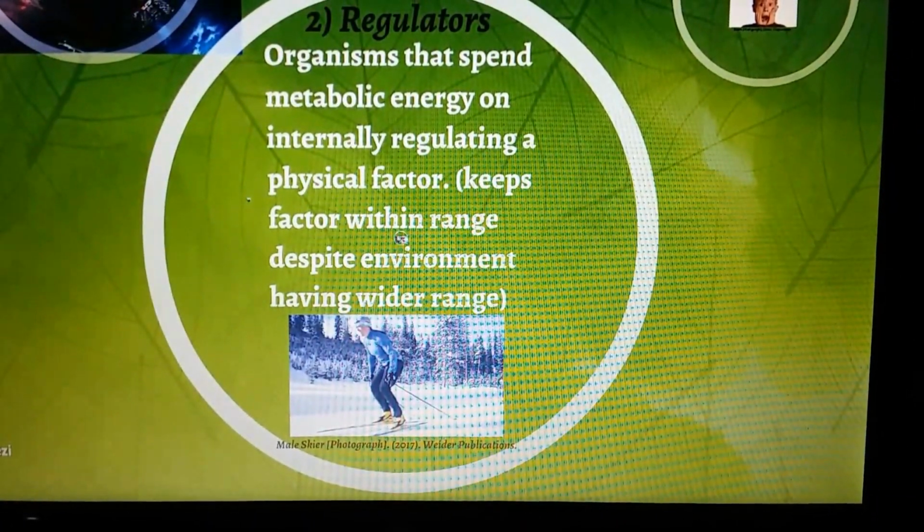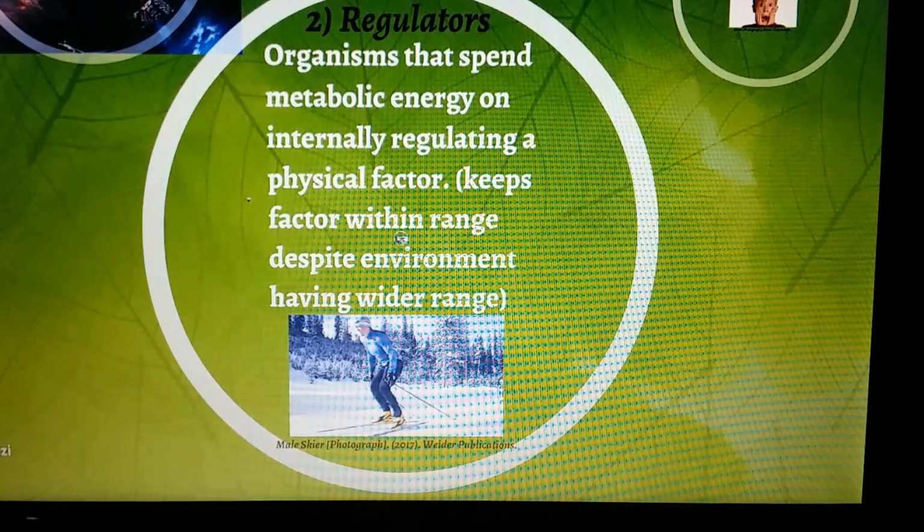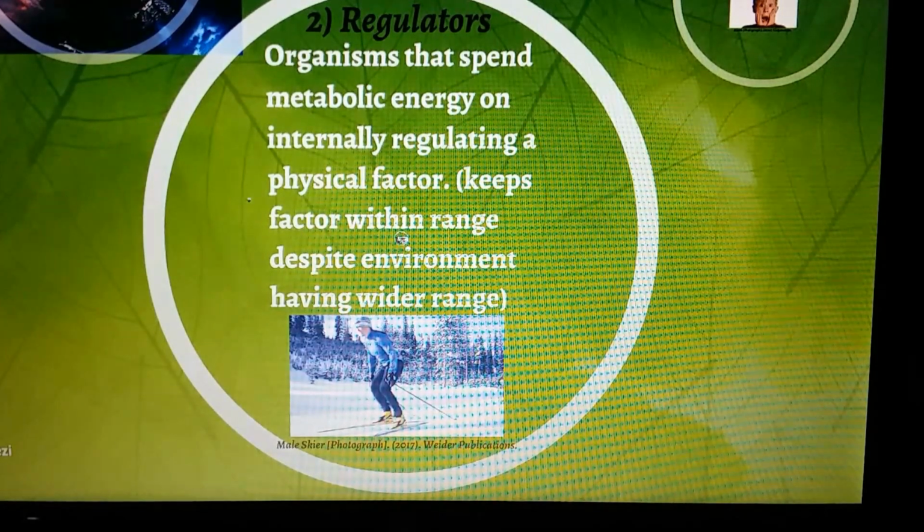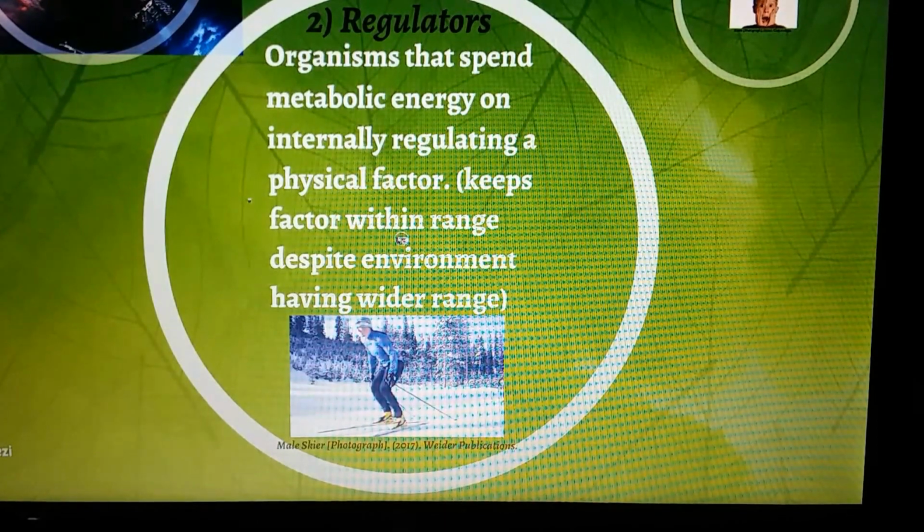Okay, the second example are regulators. These are organisms that spend metabolic energy on internally regulating a physical factor. So you keep this factor within a certain range, even though the environment outside of you displays a wider range of these characteristics. So a way to remember this is I'm going to stand my ground and keep myself the way I should be, no matter what the environment wants.